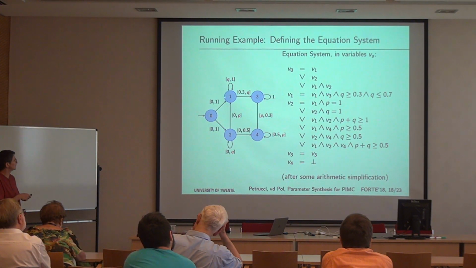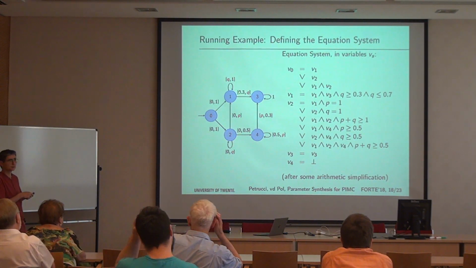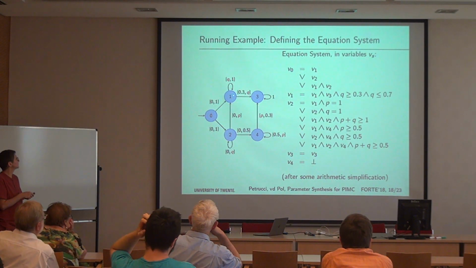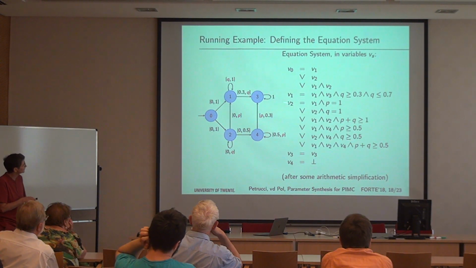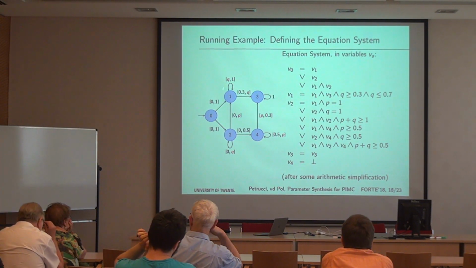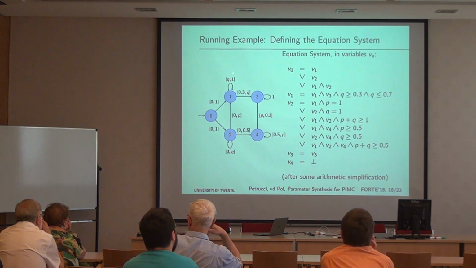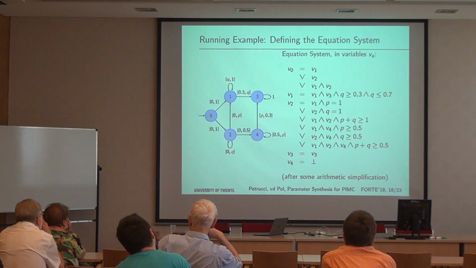So here, if you are in state 1, you can see that the possibilities are either going only to state 1 again, so this is V1 equals V1, or, well, this has been reduced a bit, so it's V1 and V3, and these things on the parameters, because Q must be greater than 0.3 and less than 0.7 for the upper bound to be correct, etc.